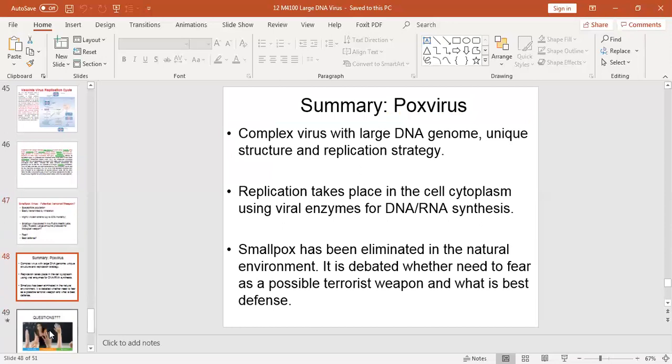Slide number 48, summary, pox virus. Pox virus is a complex virus that has a very large DNA genome because it replicates in the cytoplasm of the host cell. Therefore, it needs to bring in all the enzymes necessary for its replication. It has a unique structure. Remember, we said inverted repeats and circular ends, and we have a conserved central region. And the replication strategy: replication happens in the host cell cytoplasm, not the nucleus. For the replication of the virus, we need viral enzymes that are required for DNA and RNA synthesis.